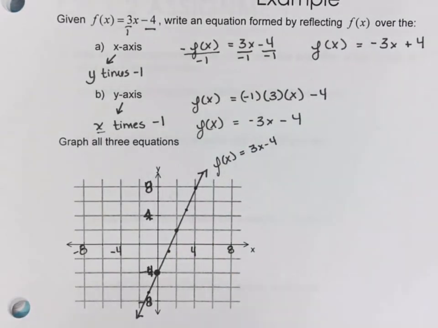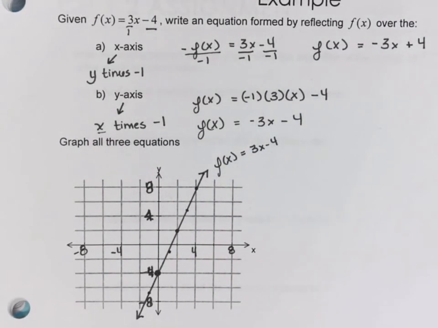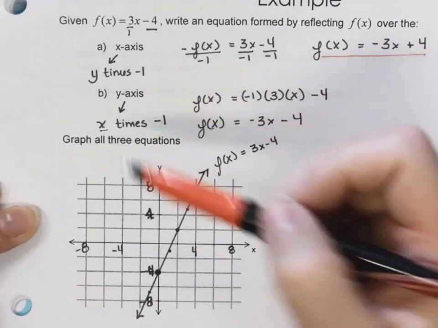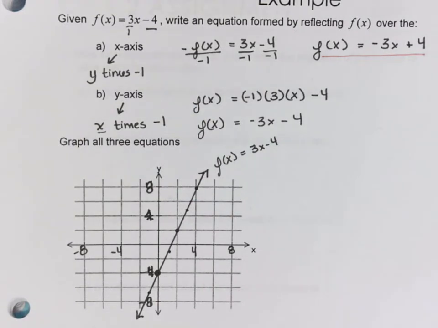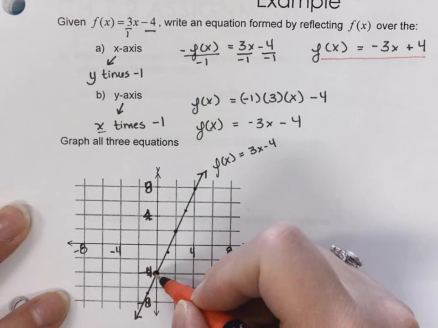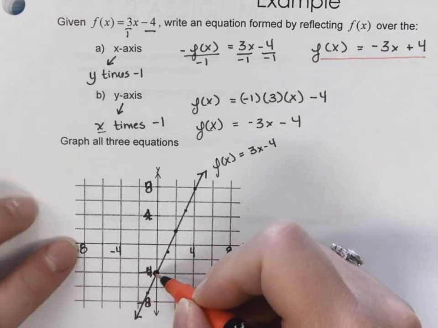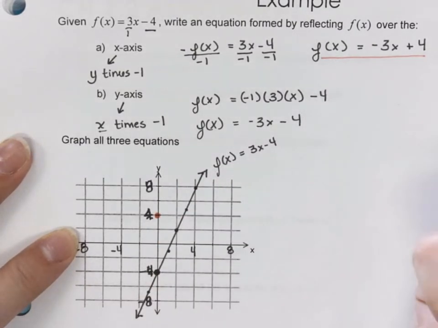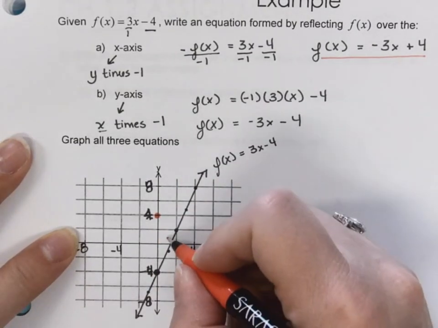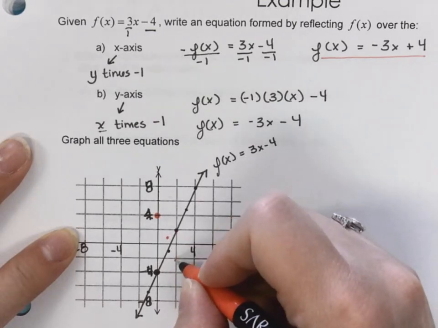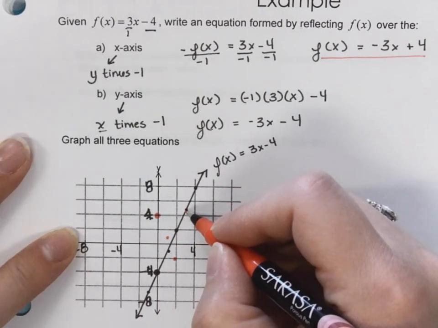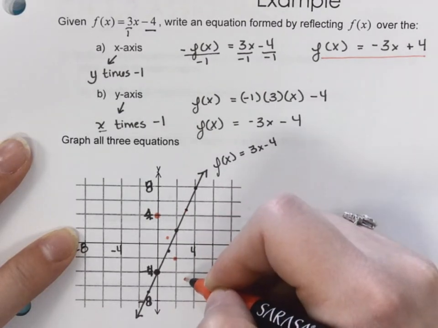Okay, that's my original one. Now, if you had no other information other than reflected in the x-axis, you guys would just change all the points, right? If it was reflected in the x-axis, your y-intercept would flip to +4, right? This point would flip up here. This point would flip down here, right? We're just flipping their locations. If this is up here, it's going to be down here.